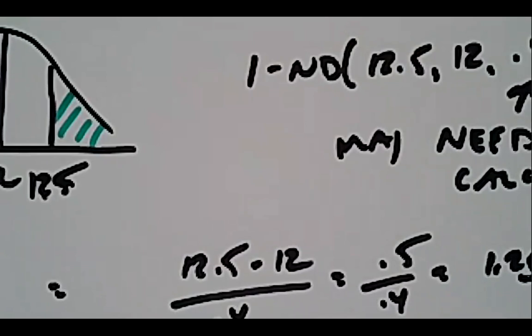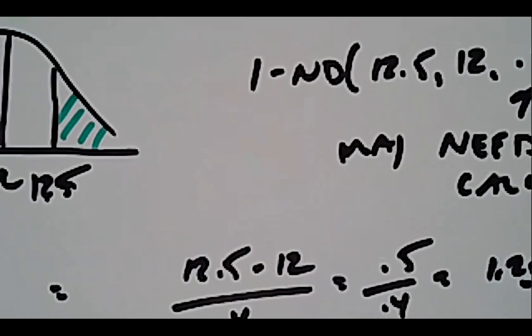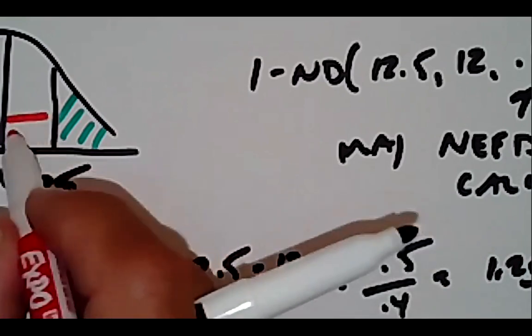Remember, 0.3944 is distance from the mean, which means it is this area.